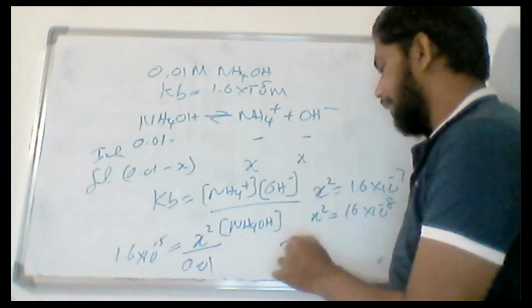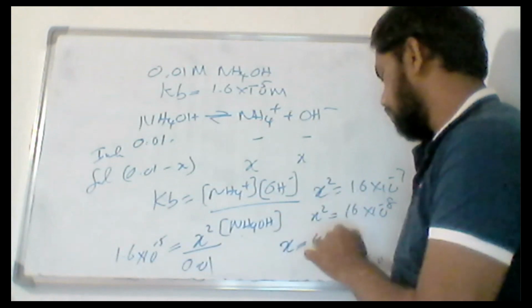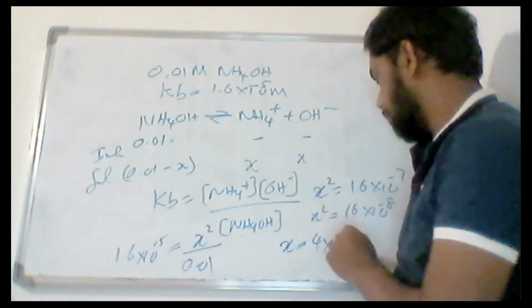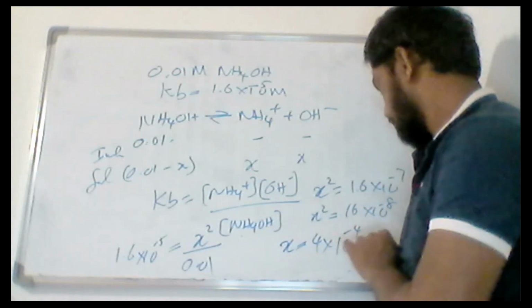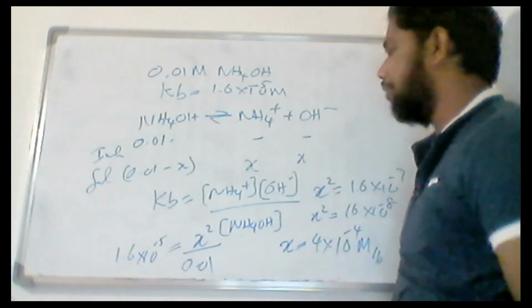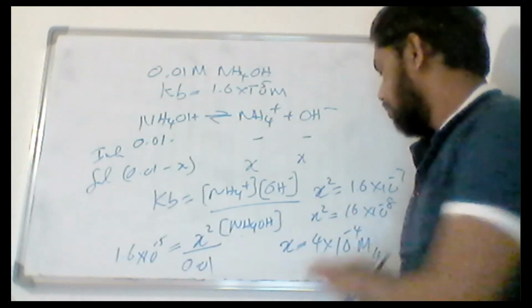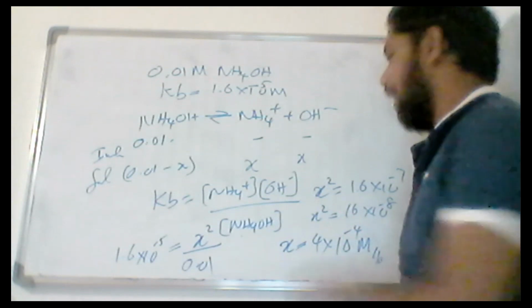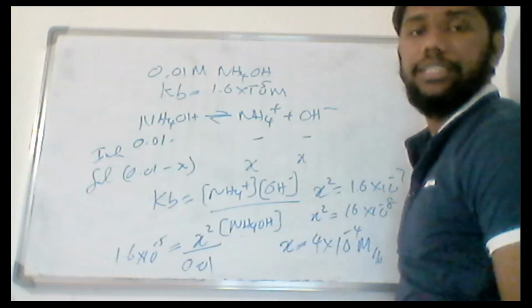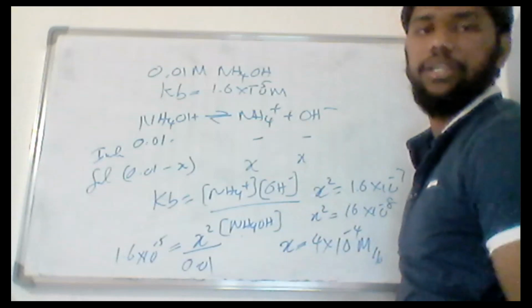So I can directly take the square root. So this will be 4, and minus 8 square root will be minus 4. So the concentration of NH4 plus is 4 into 10 to the power minus 4, as well as the OH minus concentration, which is 4 into 10 to the power minus 4.